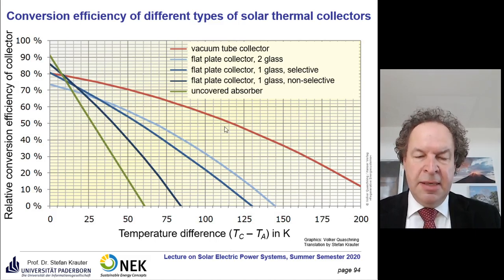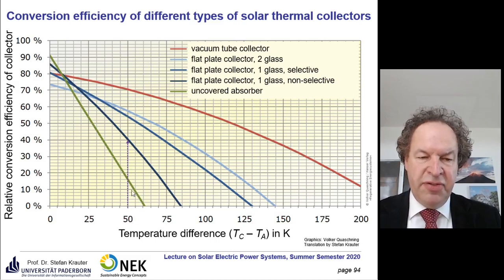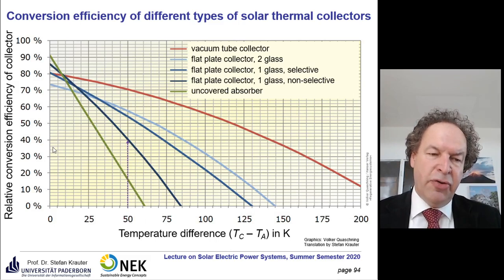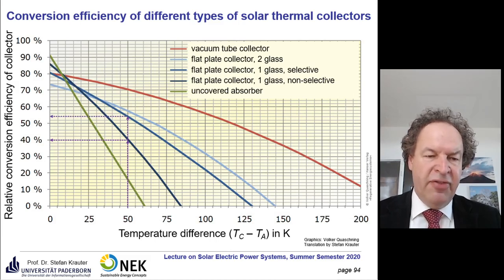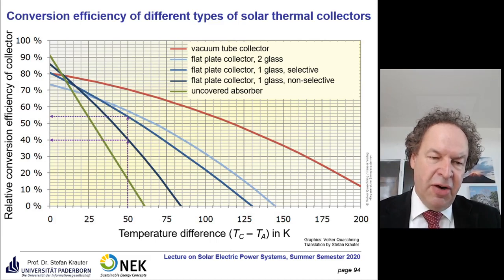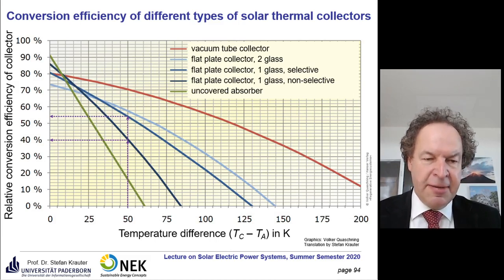So we take a look here. We have a temperature difference of 50 Kelvin for the dark blue, the non-selective absorber. We have a conversion efficiency of 40%. If we go up here, for the same temperature difference, to the collector with a selective absorber, we have a conversion efficiency of 54%. So, an advantage.